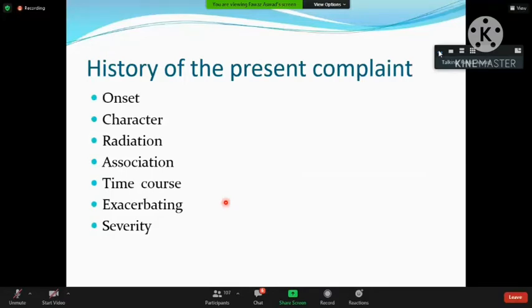After emphasizing the age and the sex of the patient, we are going to get some idea about the history of the present complaint. As we know: the onset, the character, which area the pain is radiating to, whether there are any associating factors with this type of pain, and whether there are any exacerbating factors like, for example, heat or cold or talking, the factors which initiate and precipitate the pain.